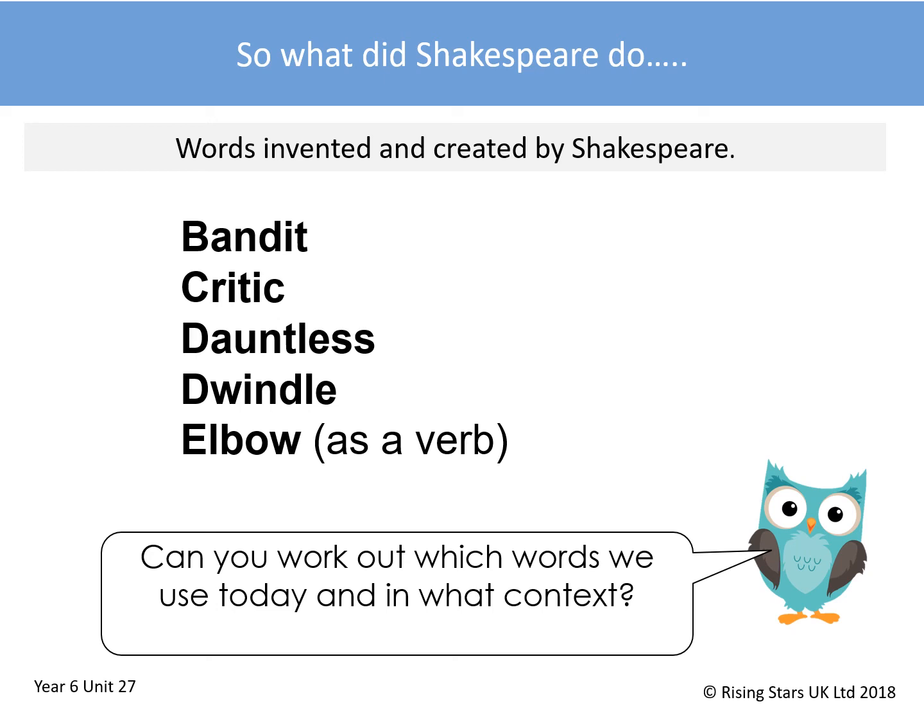So we're going to do this over the next few weeks. So we've got bandit, we've got critic, dauntless, dwindle, and elbow as a verb. I wonder what that means. So can you work out which words we use today and in what context? Have a little bit of a think. I'm going to challenge you. I'd like you to pause the video and give yourself a minute at the most for each word and see if you can work out how we would use them.